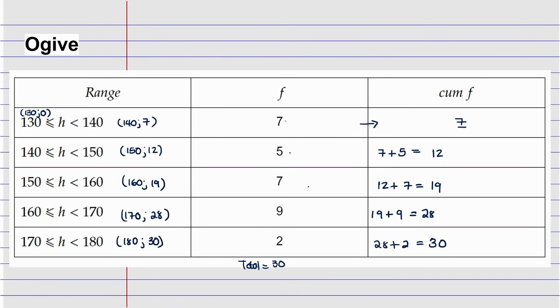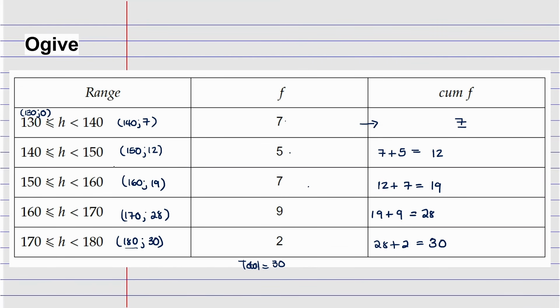So we know that here is going to be 0, right? Then remember, it's 130, so it's going to be 0, then 130 here. Then here it's going to be 140, 150, 160, 170, and I think it ends at 180, right? Then on the y-axis, we see that it's 0, 7, 12, 19, then 28, then 30, right? We see that the smallest is 0 and the greatest one is 28.